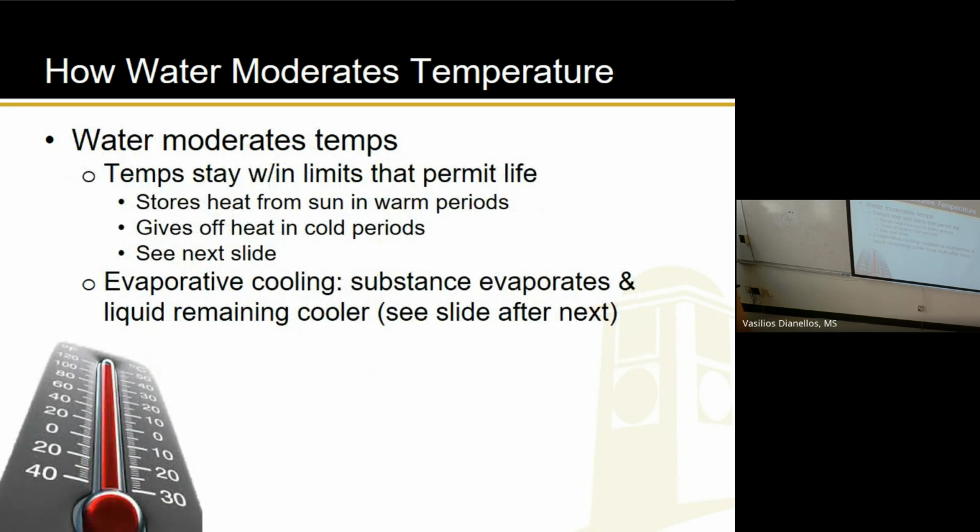All right, again, water is very good at moderating temperature. And this is why on Earth, temperatures stay within limits that permit life. Without water, Earth would be too hot in some places and too cold in others. Actually, some parts of Earth are too hot and are too cold. But without water, the entire Earth would be like that, right? Too hot in some places, too cold in other places. So this is why, for example, I'll show you on the next slide. Here we go.